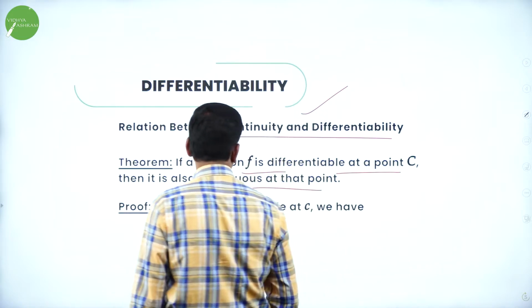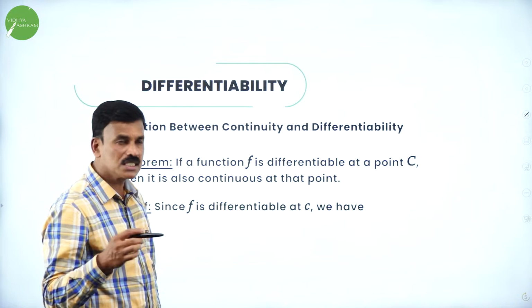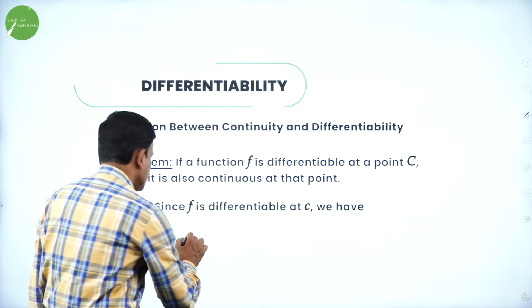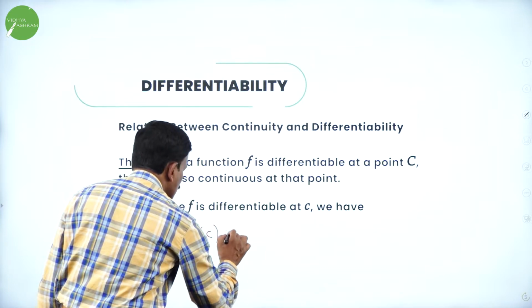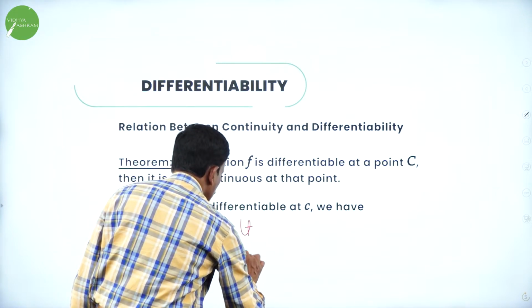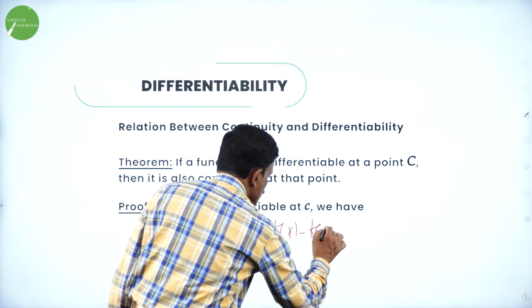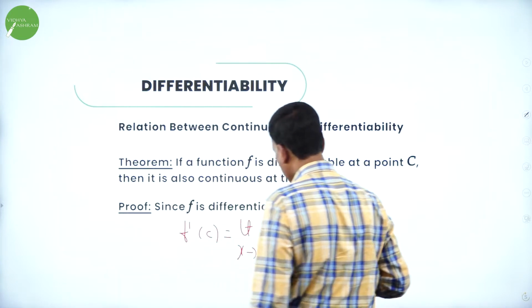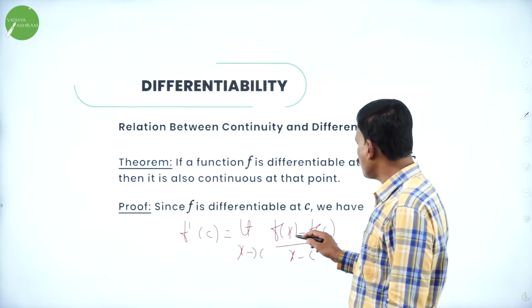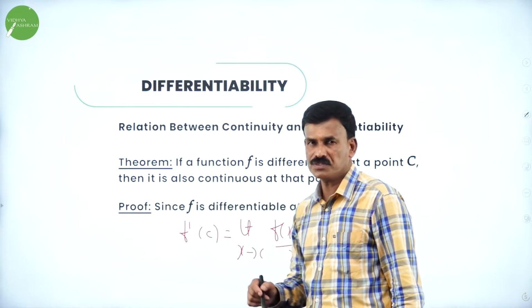Now let us come to the proof. Since f is differentiable at C, we have this value f dash of C. f dash of C is equal to limit x tends to C of f of x minus f of C divided by x minus C. If this limit exists, then it is called f dash of C.